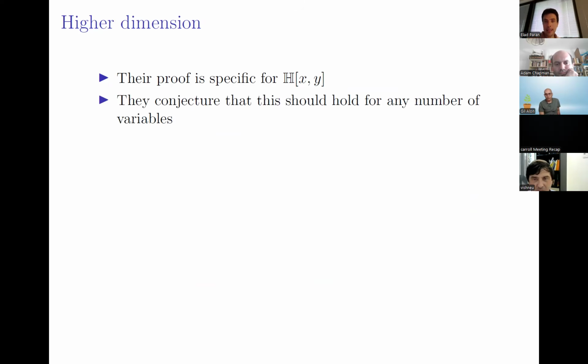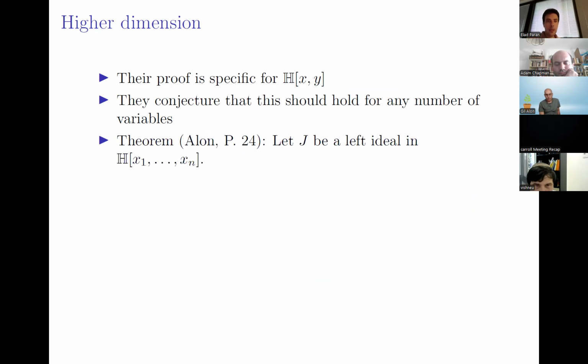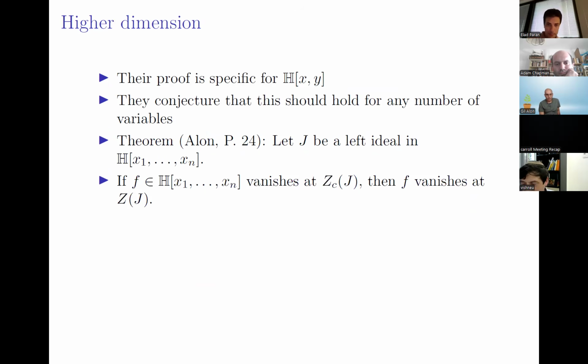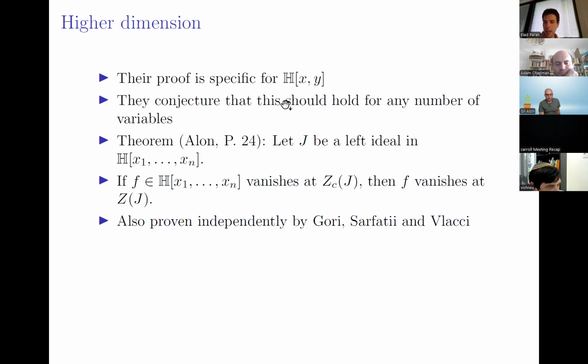their proof was specific to the case of two variables, and they asked, is this true for any number of variables? And we had shown later, Gil Alon and myself, that the answer is yes. And then later on, a couple of months later, Gori, Sarfatti, and Vlacci also gave a different proof of the same result. So all of this is to show that you do not get anything new from enlarging the space, but technically it might be more convenient to do it, and you might want to develop the theory in that way.